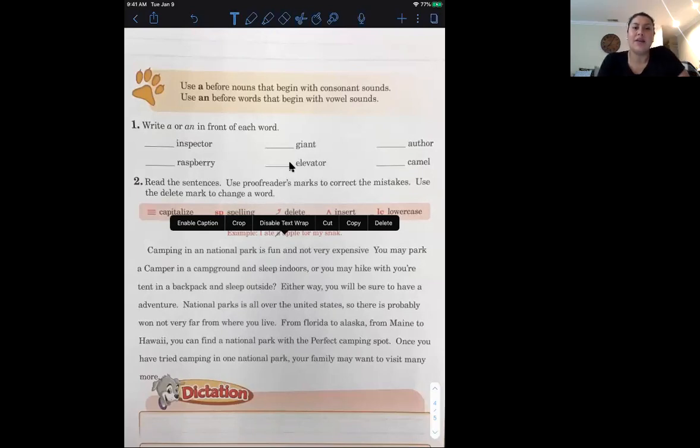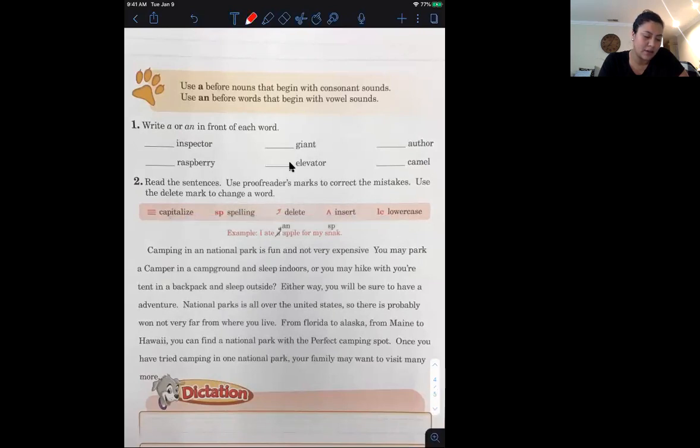Write a or an in front of each word. Are we talking about a inspector or an inspector? If there's an inspector, is it a inspector or an inspector? It's an inspector because an is for words that begin with a vowel sound. And since inspector begins with a vowel sound, you're going to use an.